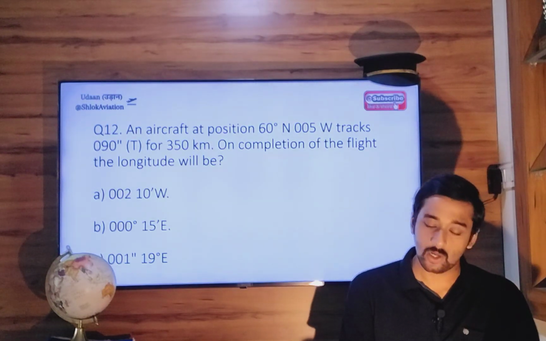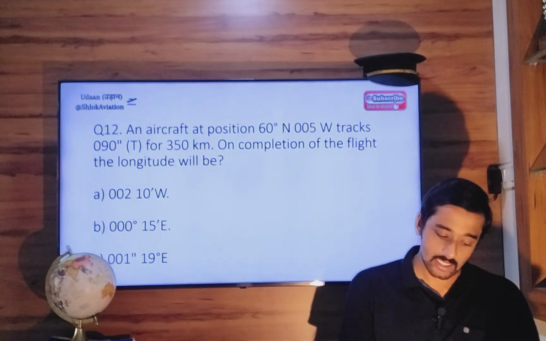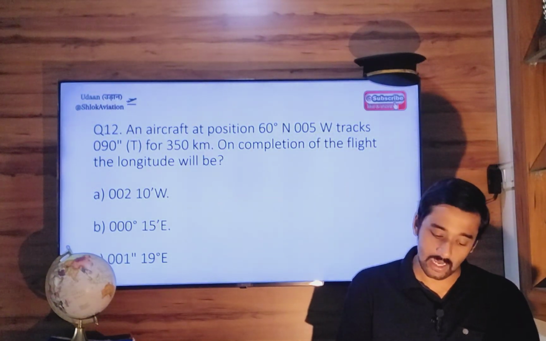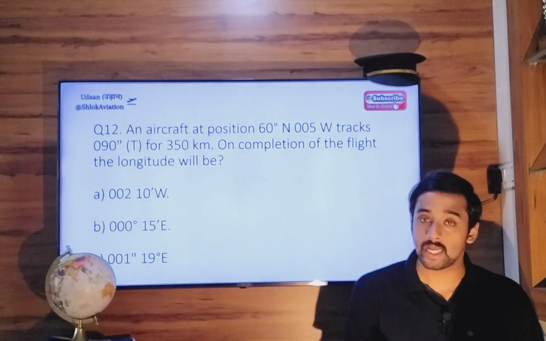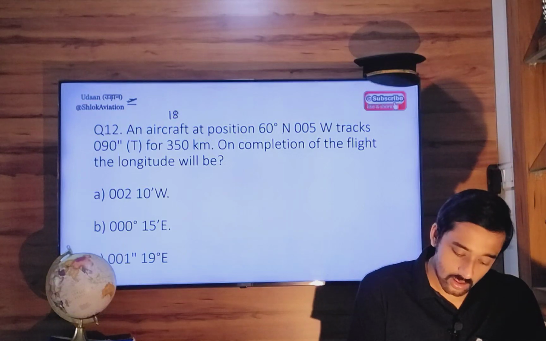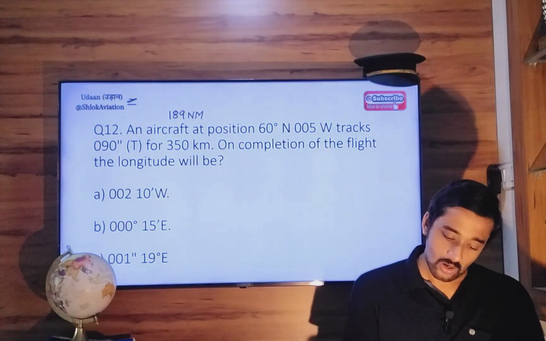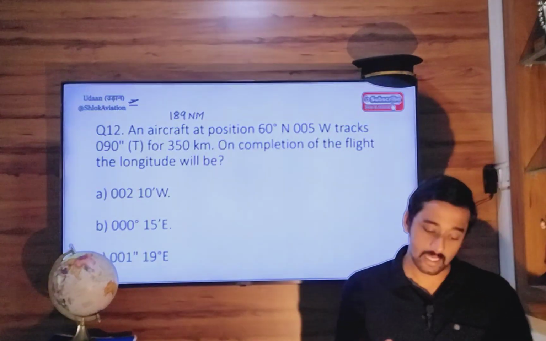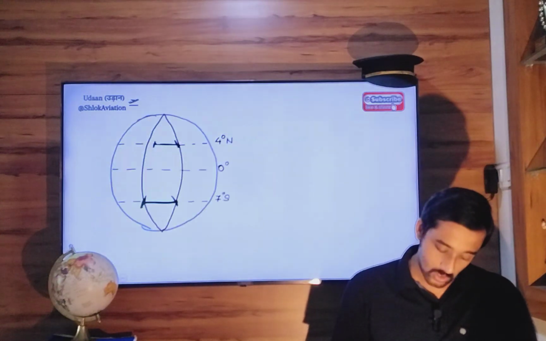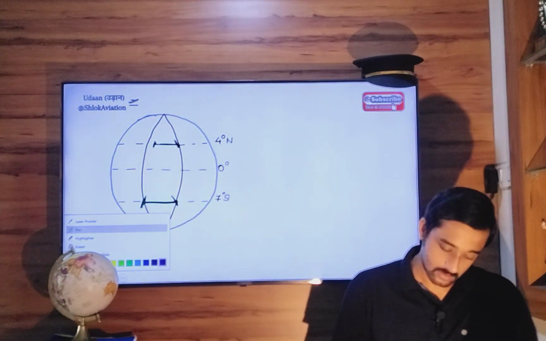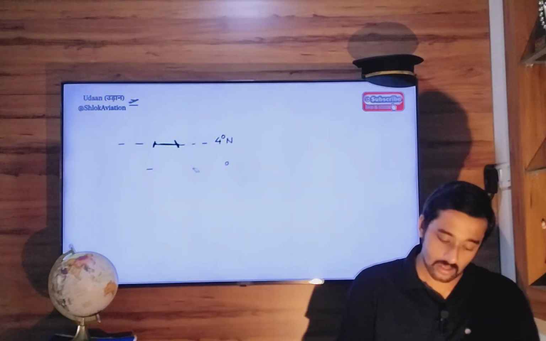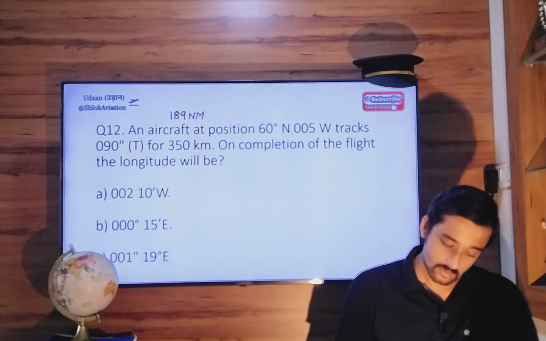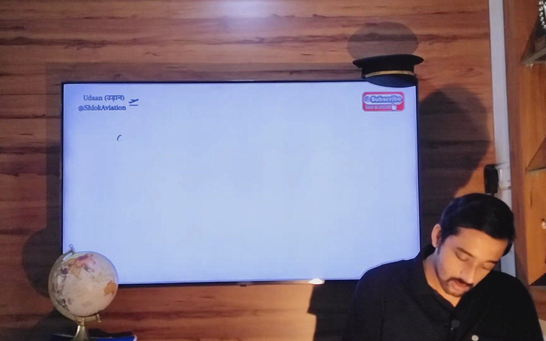Aircraft at position 60 north 5 degree west tracks 90 degree east for 350 kilometers. Now 350 kilometers divided by 1.85 is 189 nautical miles. On completion of the flight, what will be the new longitude? So we are at 60 north in the western hemisphere, 5 degree west.